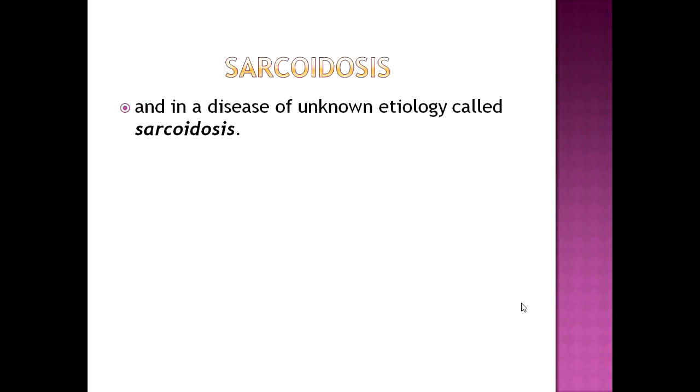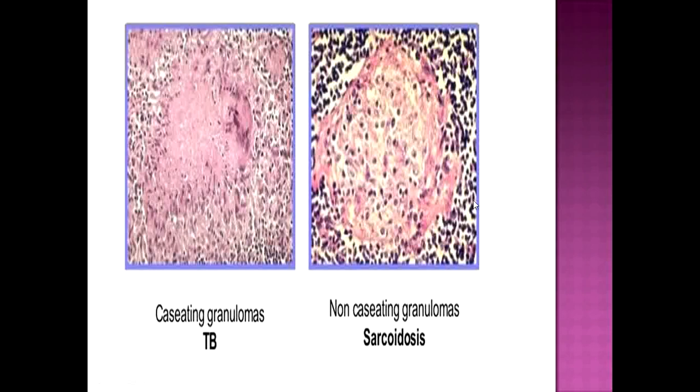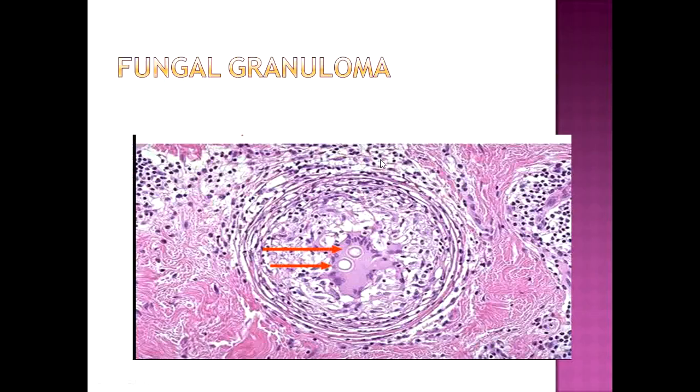Sarcoidosis is a disease of unknown etiology. It presents with bilateral hilar lymphadenopathy. In contrast to caseating granulomas with central areas of caseous necrosis, they lack areas of necrosis. Fungal granulomas are found around the hyphae or spores of the fungus. This is a well circumscribed fungal granuloma with foreign body type giant cell.